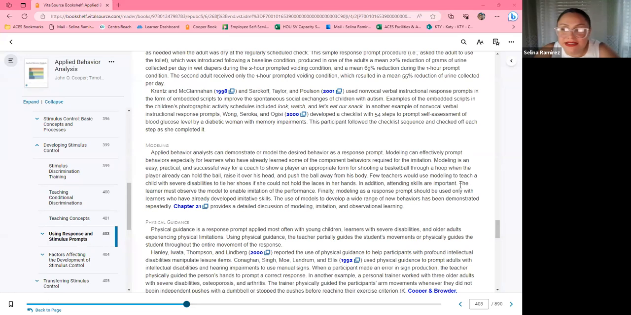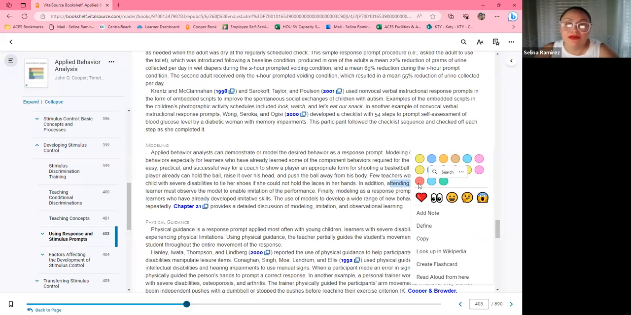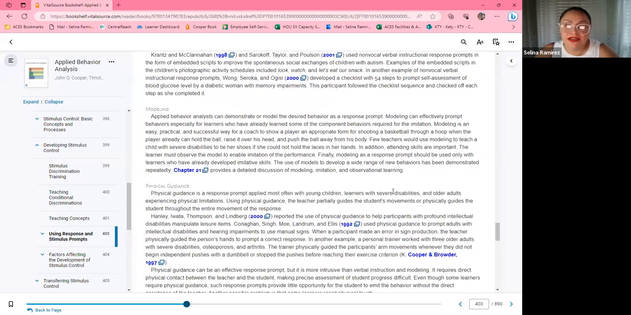Okay, attending skills are important. Yes, so they have to have attending as a prerequisite for a model response prompt. Because if they're not even looking at you, then there's no use in you giving them a model response, because they don't have that prerequisite skill of attending. So be very careful that they have the skills in their repertoire for the prompt that you're providing.